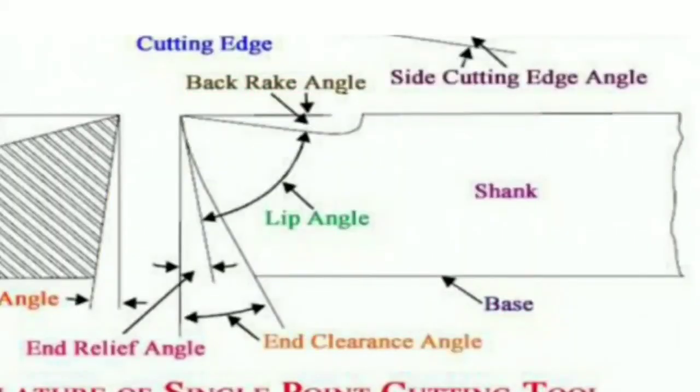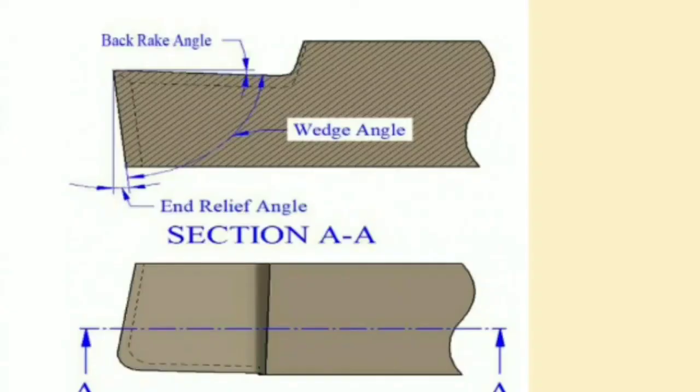Next, end relief angle. If you see the front view of the tool, it is the angle given to the front face of the tool. It is the angle between the front face of the tool and a line drawn perpendicular to the base at the front flank. This angle is present below the end cutting edge.